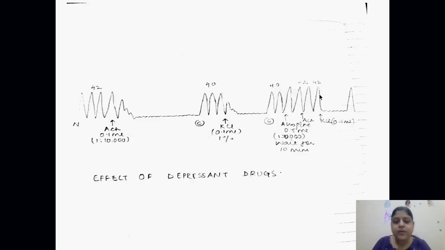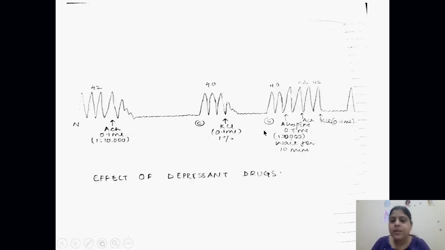So this is the effect of the depressant drugs. These are the normal contractions. This is acetylcholine, 0.1 ml, 1 in 10,000. A depressant effect will be seen. We again take the control contractions, then we insert potassium chloride.